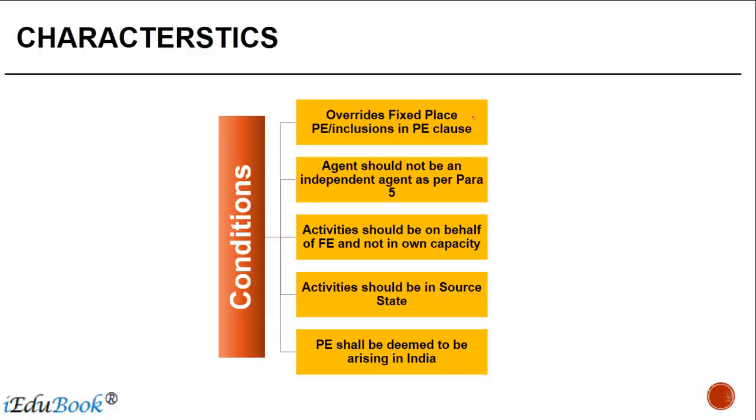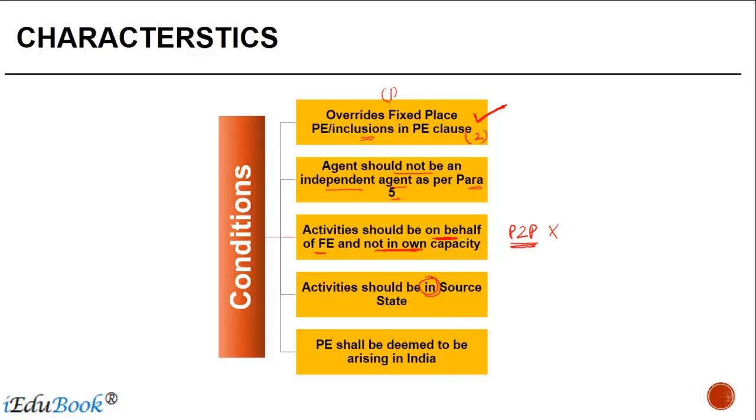The first characteristic is that it overrides the fixed place PE or the inclusions in the PE, paragraph 1, paragraph 2. Second, for the applicability of this, the agent should not be an agent of independent status as per paragraph 5. The activity should be on behalf of the foreign enterprise and not in his own capacity. If the transactions are on a principal to principal basis, not a sham, but actually principal to principal, he's acting on his own behalf, not on behalf of the foreign company, and therefore not a PE.